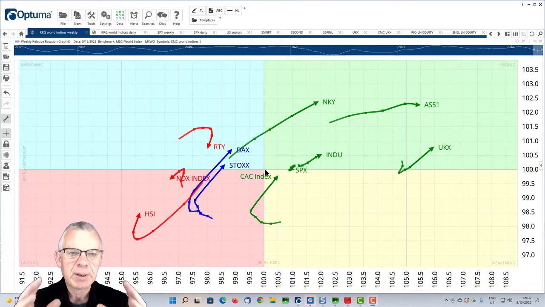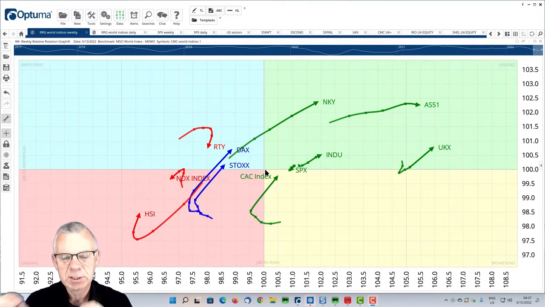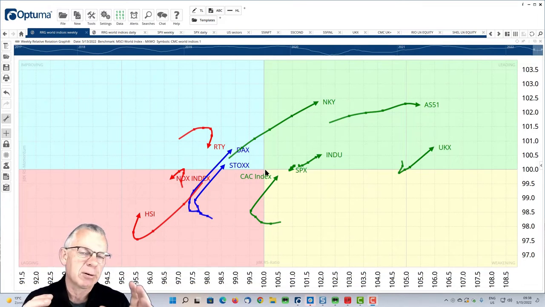What you got to bear in mind is that this is all based on relative strength. So this doesn't say anything about direction of price, because we all know that the general tendency for the stock market is going down. What this tells you is which stock markets are outperforming or doing better than the MSCI World. And I think that image is kind of clear. It will become even more clear when we switch to the daily.